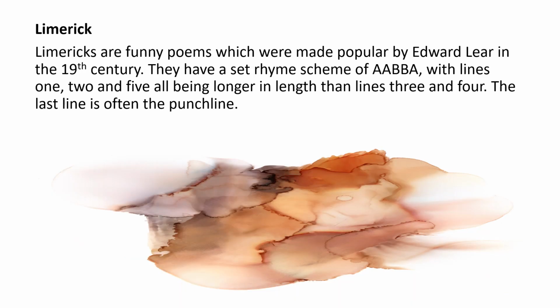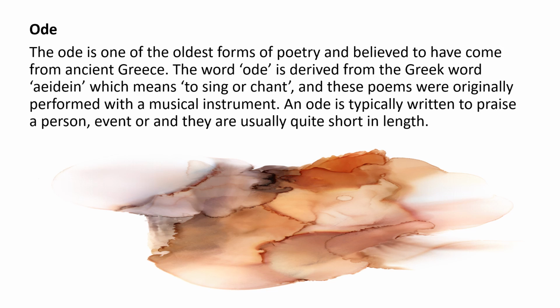Limericks are funny and sometimes rude. Poems which were made popular by Edward Lear in the 19th century, they have a set rhyme scheme, AABBA, with lines 1, 2, and 5 all being longer in length than lines 3 and 4. The last line is often the punchline.